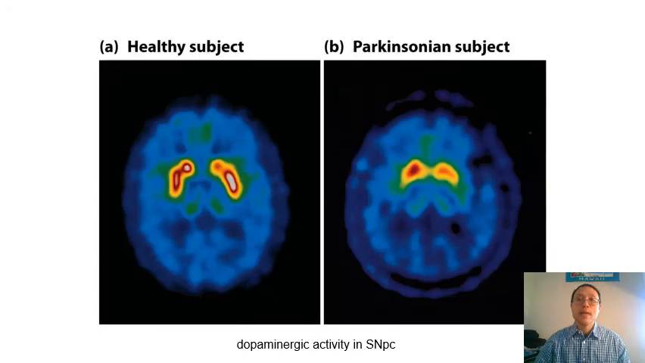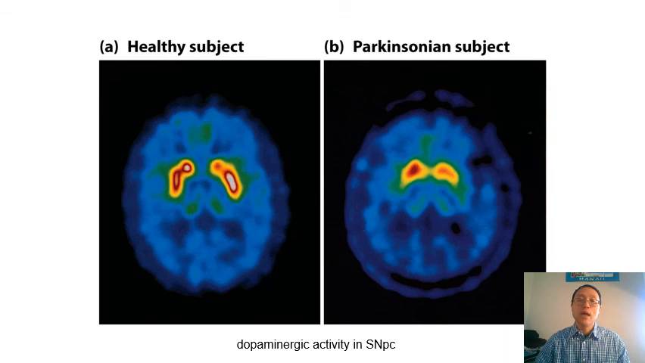Now let's take a look at the neuroimaging techniques that let you know what is going wrong in Parkinsonian patients. Okay, so here what you're seeing is a PET study looking at the substantia nigra pars compacta when it comes to the dopaminergic activities.